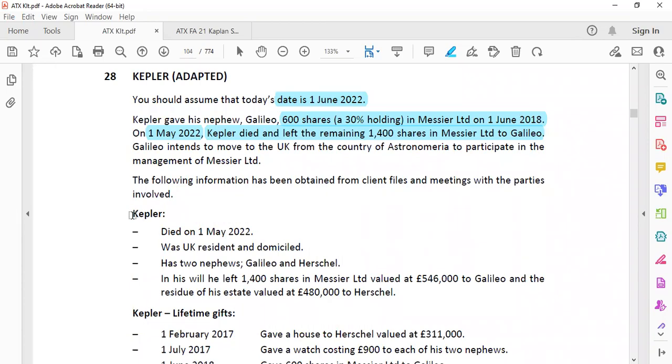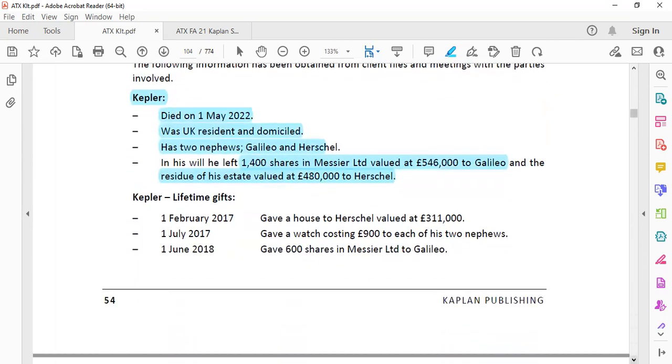The following information is available. Kepler died on 1st May, was UK resident and domiciled, and has two nephews. He left 1400 shares in M Limited worth 546,000 to G and the residue of his estate valued at 482,000 as remaining estate. And there were some lifetime gifts made by Kepler. On 1st February 2017, he gave a house to a nephew. On 1st July 2017, a watch costing 900 to each of his two nephews, and then 600 shares in M Limited to G. These three are the lifetime gifts.